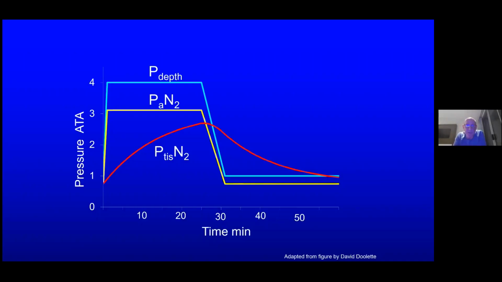So decompression sickness, you'd be familiar with diagrams like this, many of you in the medical world, but basically what this shows is that when we go for a dive, in this case to 4 atmospheres or 30 meters, the light blue line is the depth. We descend, the depth increases, then we stay at 30 meters. The pressure of nitrogen that we're breathing in the air increases, so the arterial pressure of nitrogen, that's the yellow line, that increases.